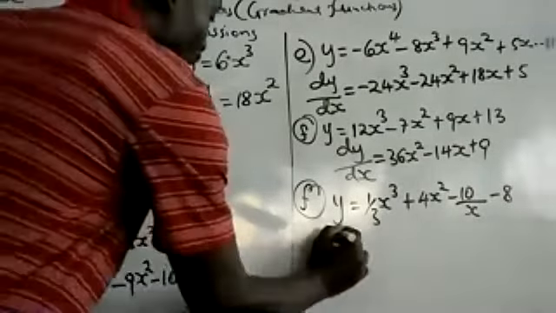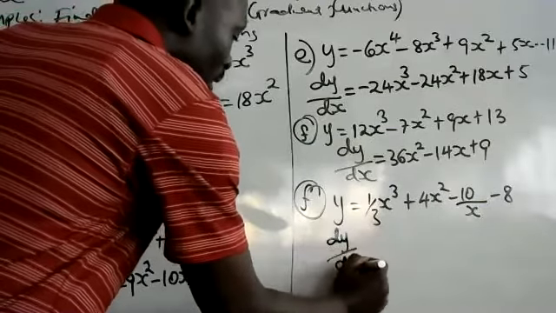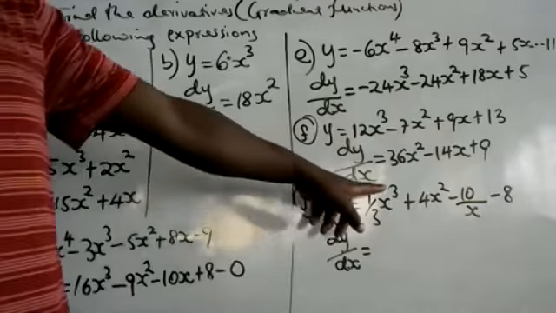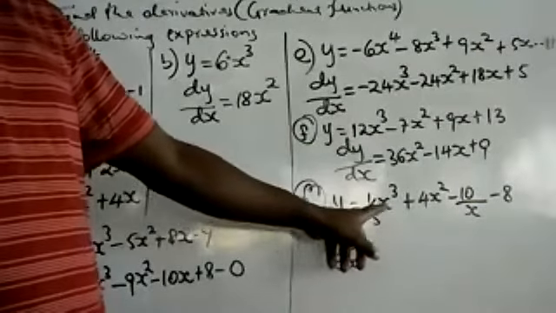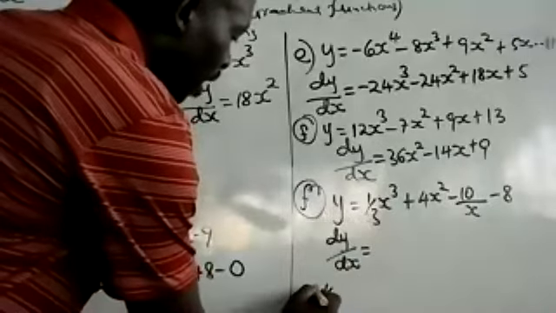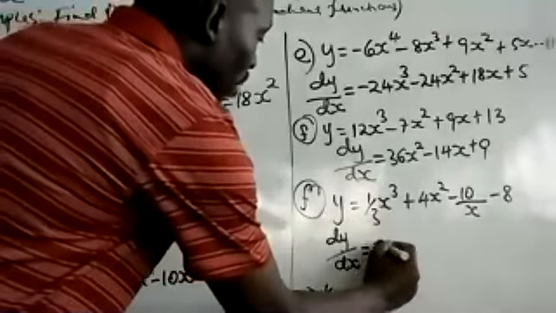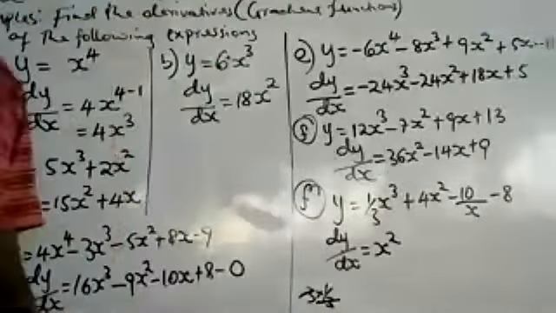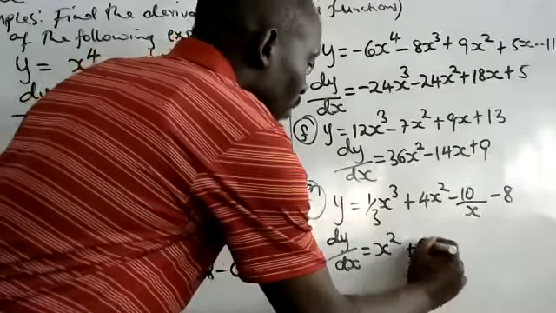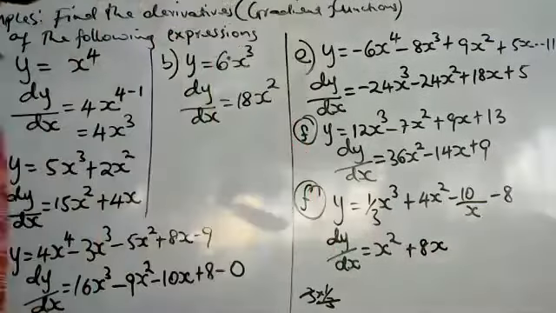You get your dy over dx. The same concept applies. 3 is supposed to multiply with the power, 3 times the power. Remember when we have 3 times the power, the 3 and 3 will cancel out, so we shall only remain with x power 2. We shall remain with x power 2 plus, this one is simple, 8x power 1.